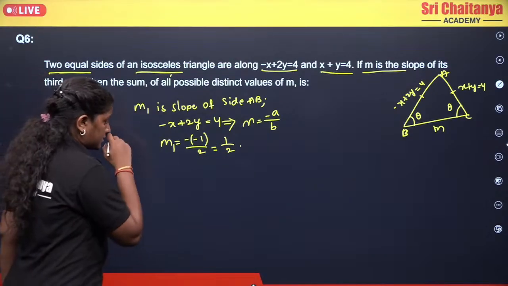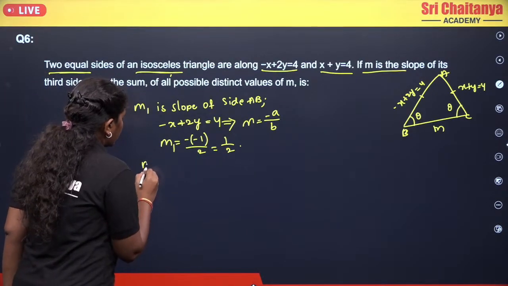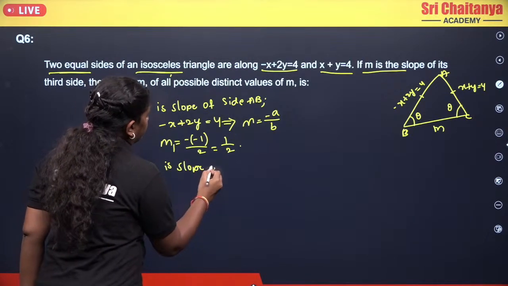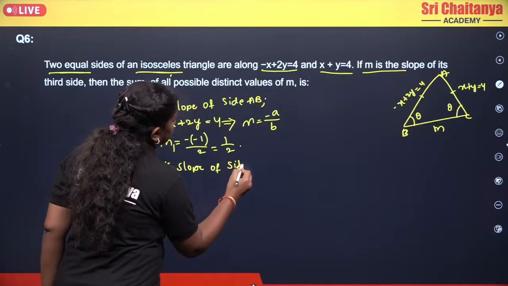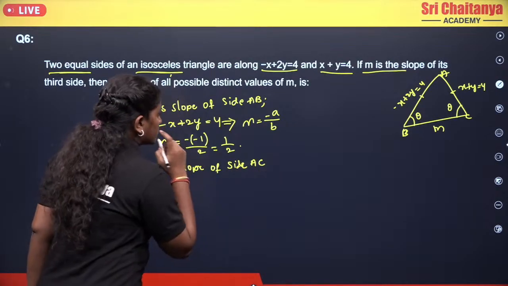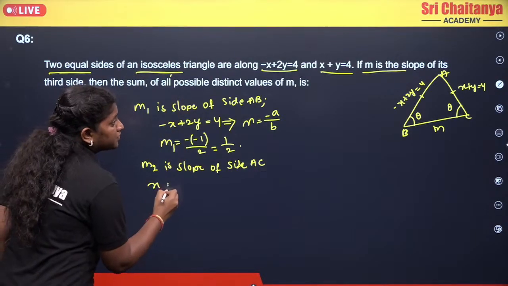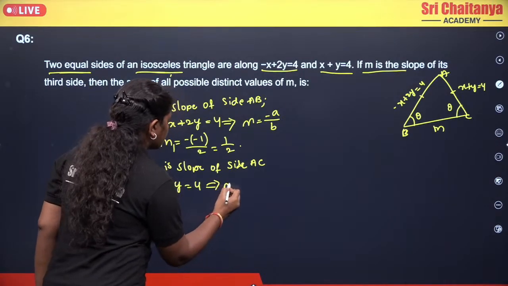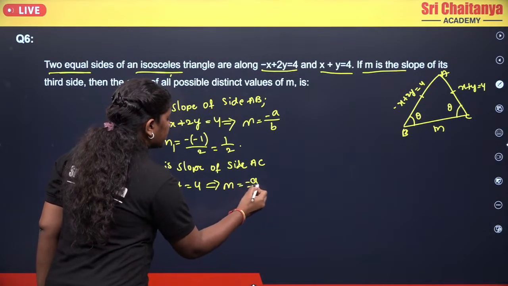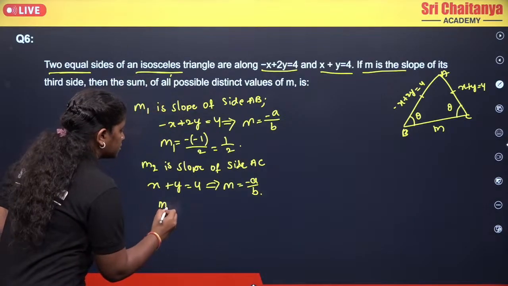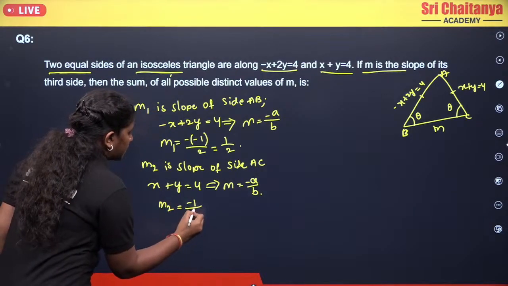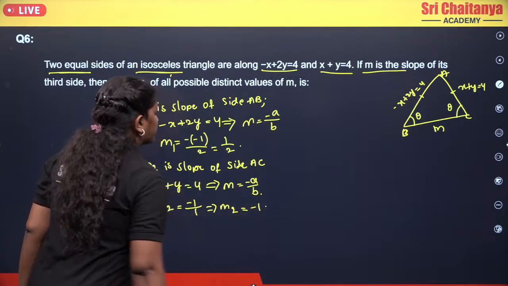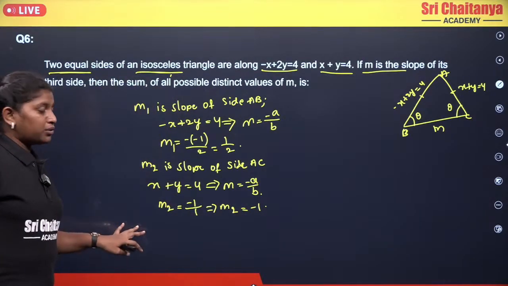Now moving to the next. m2 is the slope of side AC. That becomes x plus y equals 4. From there you get m equals minus a by b. If you apply the formula, m2 equals minus 1 by 1, which is nothing but m2 equals minus 1. Okay, so we got our m1 value and m2 value.